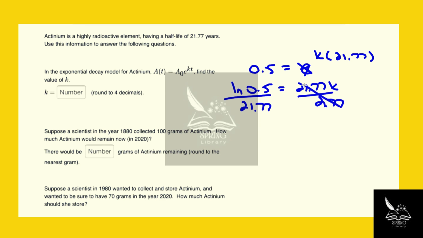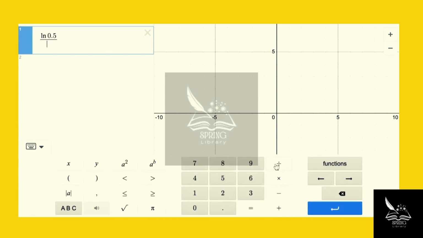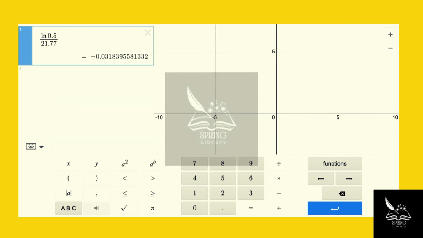So it's the natural log of 0.5 divided by 21.77, which is negative 0.0318 to 4 decimal places.